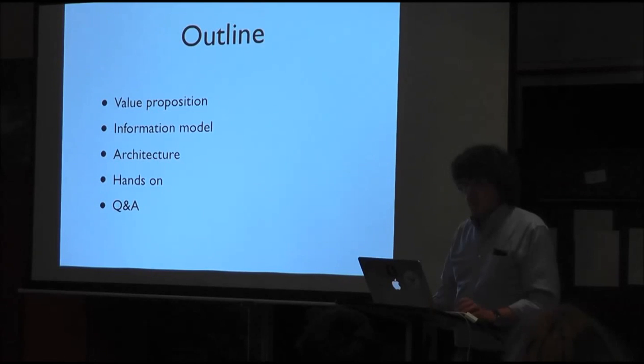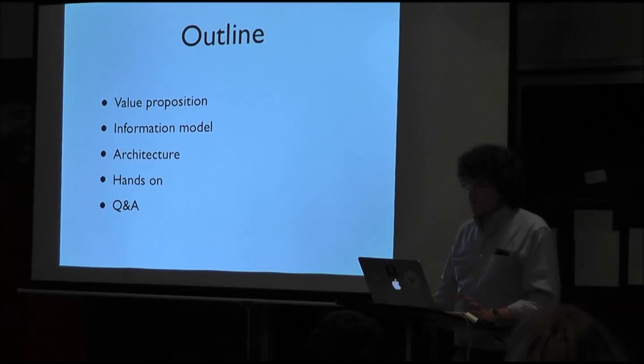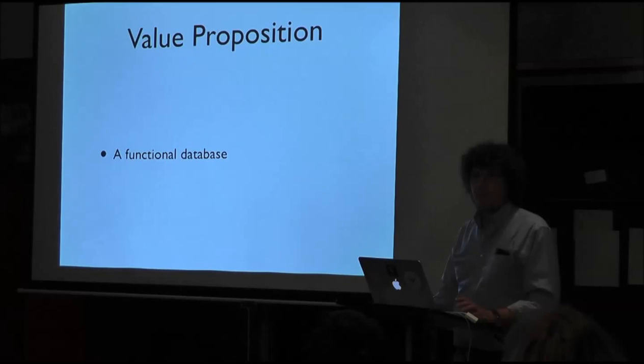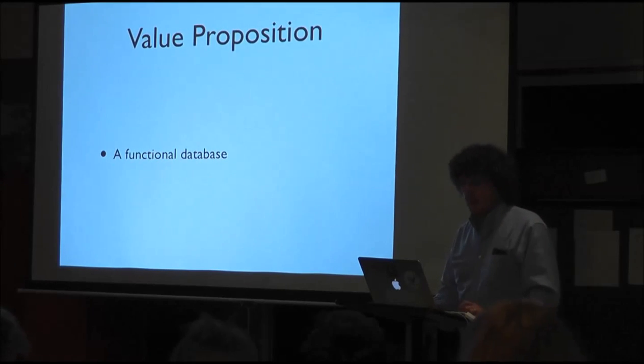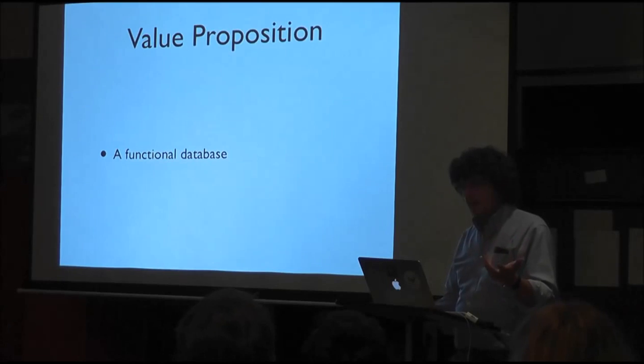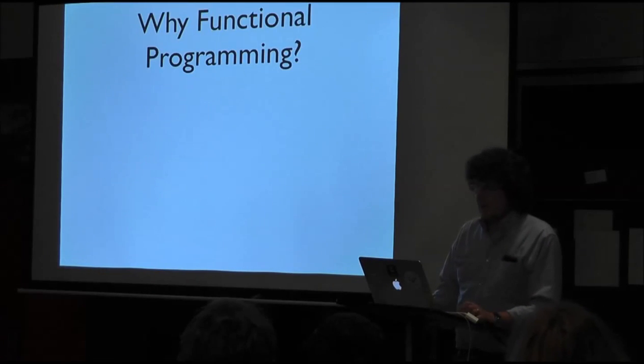So we're going to talk about that value proposition, a little bit about the information model and architecture, though not too much about architecture tonight. Then I'll do a little hands-on, and hopefully Q&A. So, we'll simplify the value proposition. It's a functional database. All these things would fall out of that. If it's really functional, it's not going to be about places. Maybe the declarativeness doesn't fall out of that.